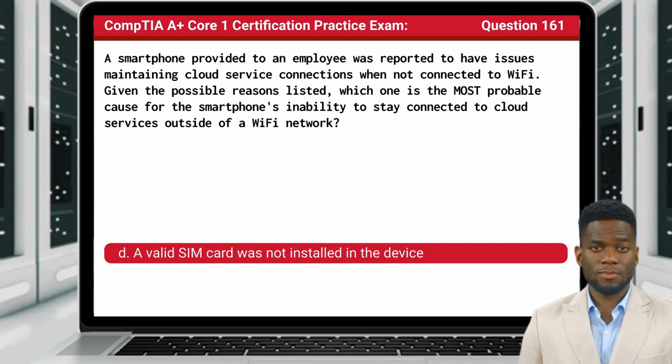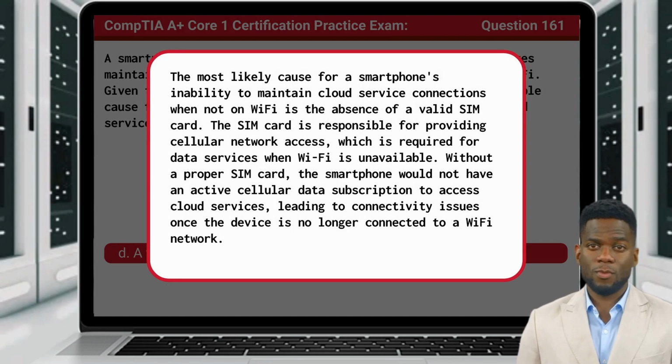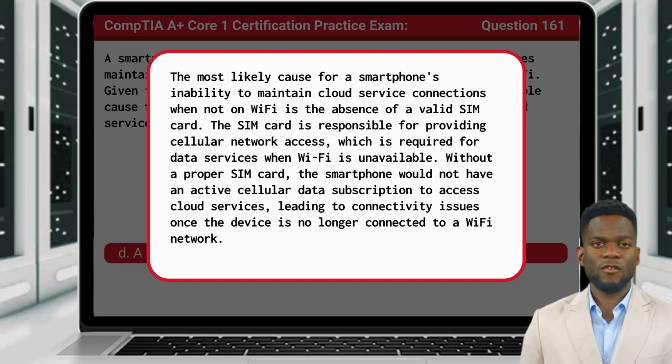The answer is D. A valid SIM card was not installed in the device. The most likely cause for a smartphone's inability to maintain cloud service connections when not on Wi-Fi is the absence of a valid SIM card. The SIM card is responsible for providing cellular network access, which is required for data services when Wi-Fi is unavailable. Without a proper SIM card, the smartphone would not have an active cellular data subscription to access cloud services, leading to connectivity issues once the device is no longer connected to a Wi-Fi network.